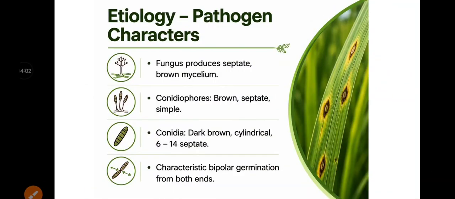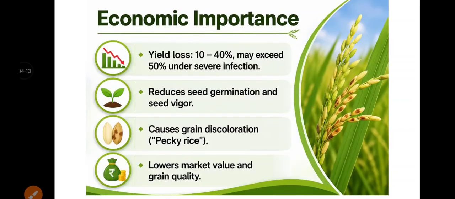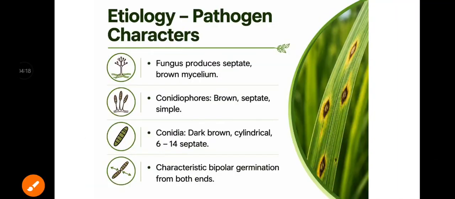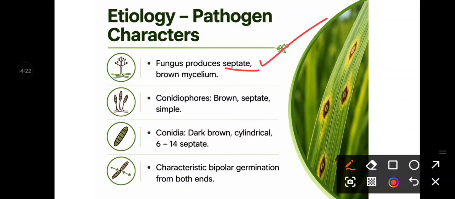Next, the etiology of the pathogen. As I have already told you, this is a fungus, so it obviously produces mycelium. The mycelium is septate, meaning it has cross walls or septa, and its color is brownish. Then the conidiophore, which is the structure that bears the conidia. This rod-like structure is the conidiophore, and above it the conidia are borne.